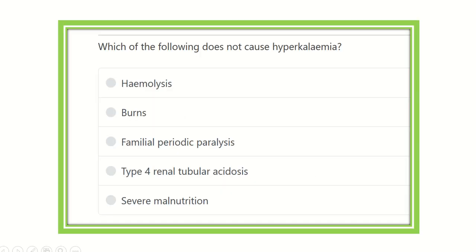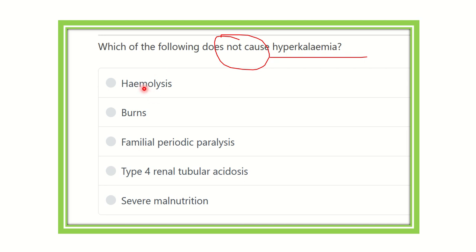This is a physiology part of MRCS. This is the question: which of the following does not cause hyperkalemia? So we have to find out the option which is not responsible for increased potassium level in blood. Not causes hyperkalemia means which does not increase the potassium level in the blood.